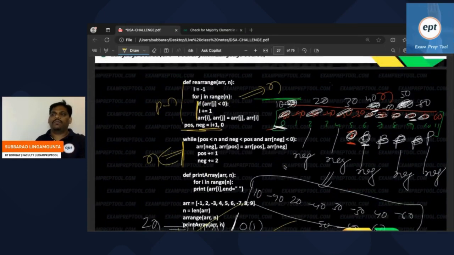Yeah, perfect. If there is a small doubt, you can post it in the comment section, right? We are going to help you. There may be so many algorithms. It is one of the best algorithms for this.